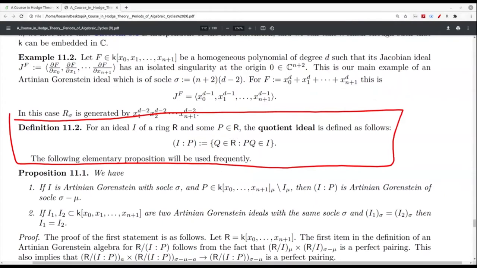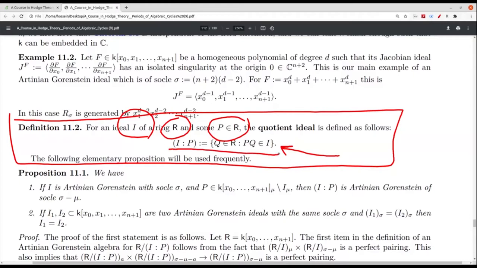Before introducing the next examples of Artinian Gorenstein algebras, let me introduce this very fundamental definition in algebra: the quotient ideal. If you have an ideal I of a ring R and P, some arbitrary element in R, the quotient ideal is defined this way. It is all elements Q in R such that when you multiply P with Q, it will be in I.